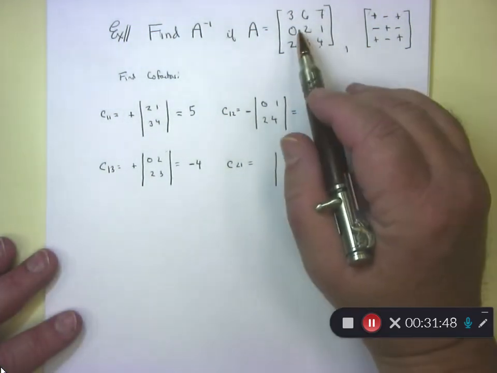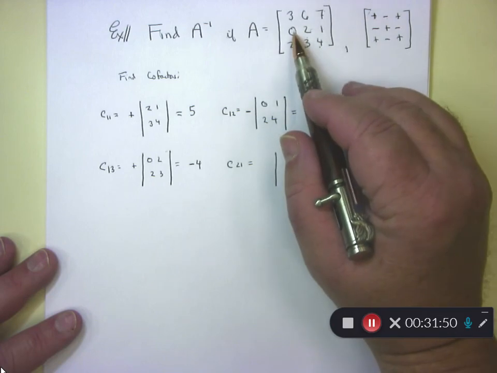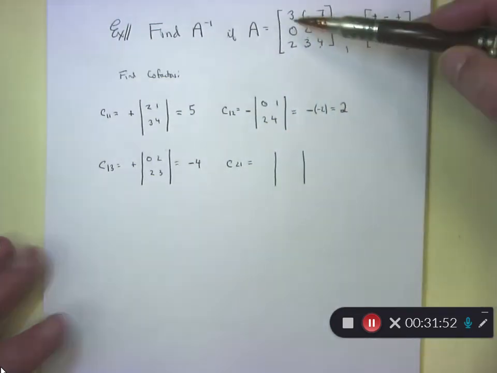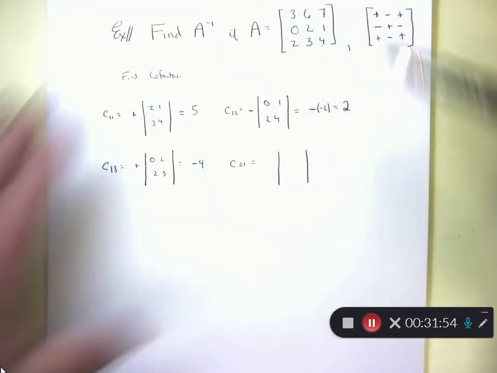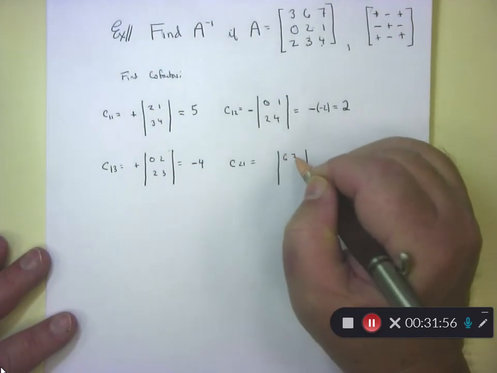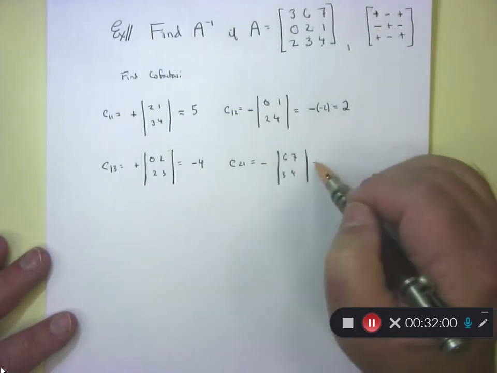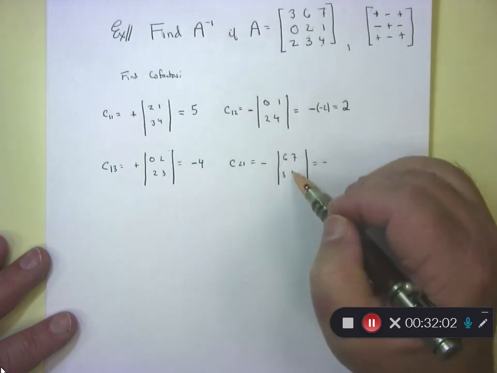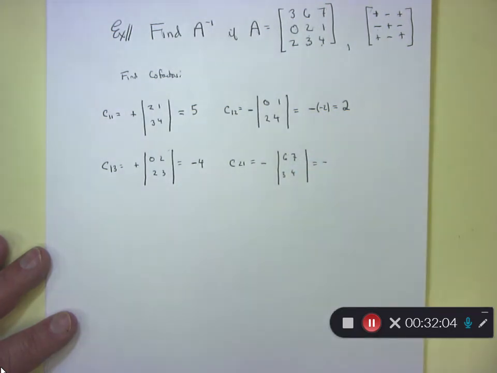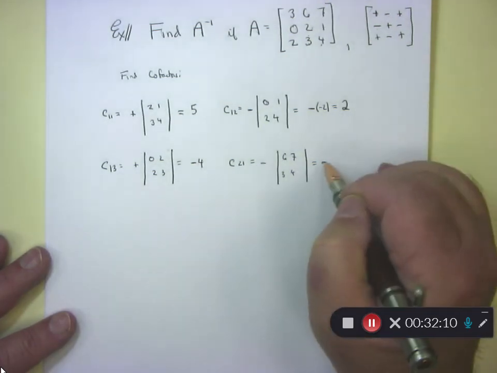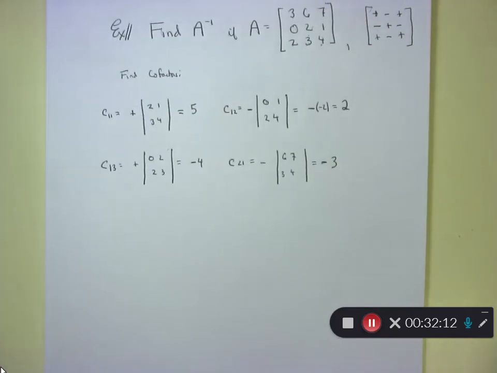C21, second row, first column is where the 0 is at. So if I knock that part off, I got 6, 7, 3, 4. And that sign is going to be negative. So that's negative, 24 minus 21. What's 24 minus 21? 3. But the sign goes with it, so negative 3. Does that make sense? All right.